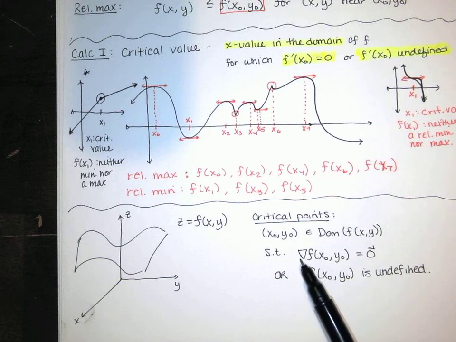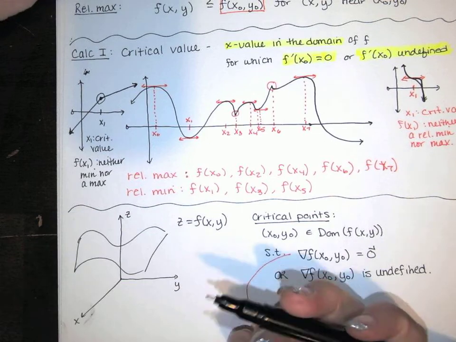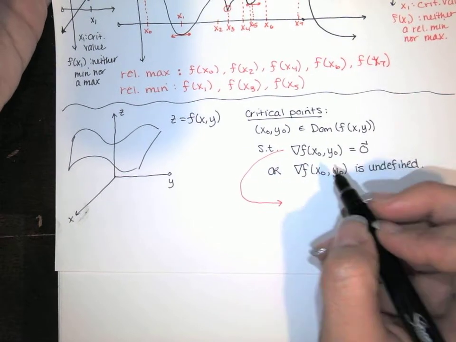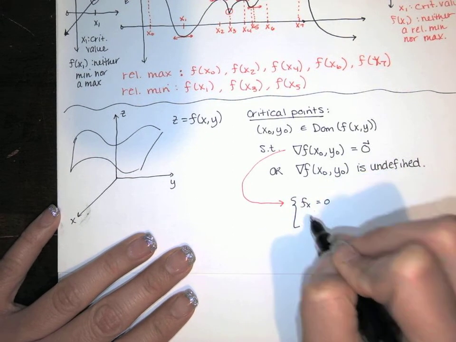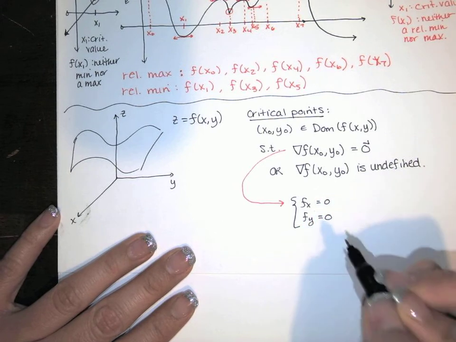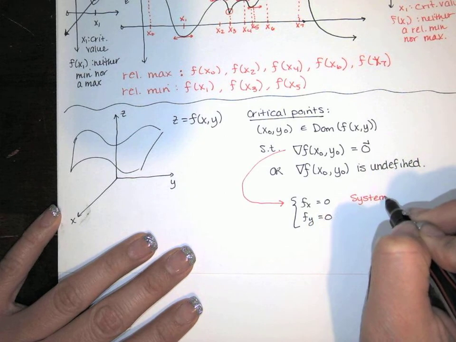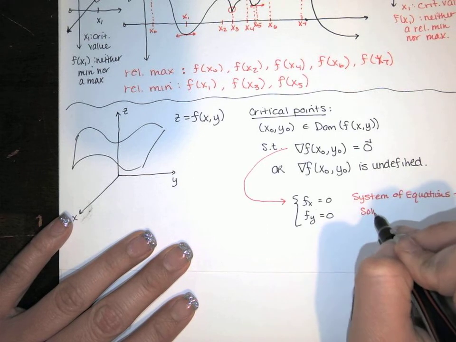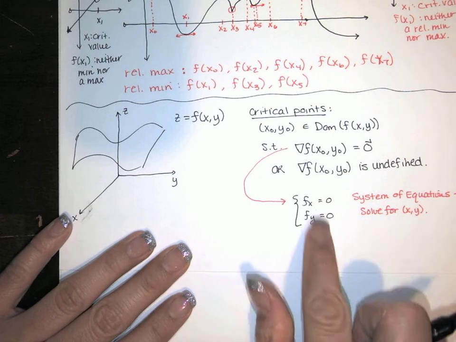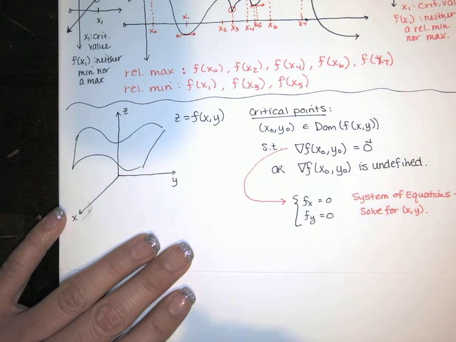Now, if this gradient vector is 0, remember what that's saying. And some students miss it, so make sure you pay attention here. If the gradient is 0, that means that the partial of f with respect to x is 0, and the partial of f with respect to y is 0 at the same time. So this is a system of usually nonlinear equations that you'll need to solve for x, y. You've got to simultaneously solve both equations for x, y. Those are your critical values. And any x, y in the domain for which these partials are undefined, those are your critical values too.